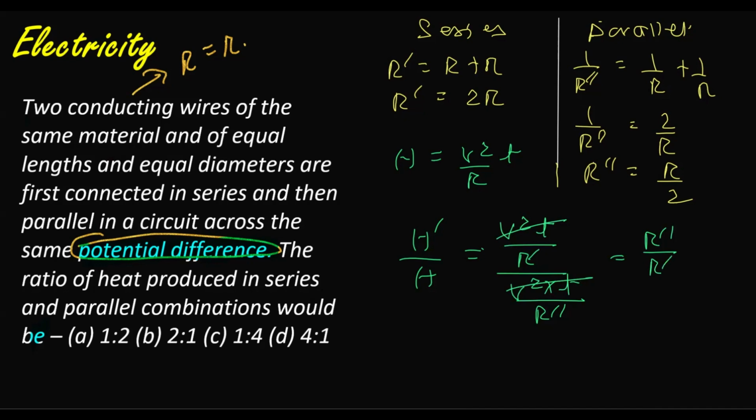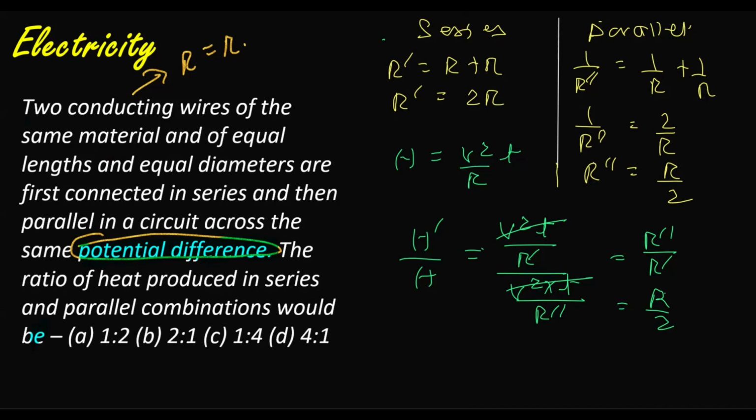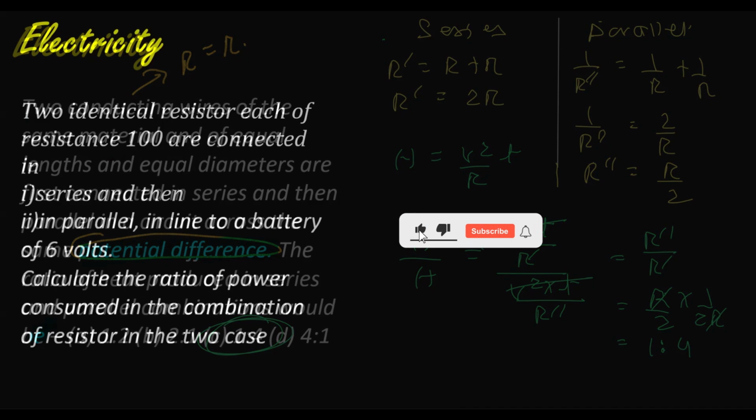Now if I replace these values, R dash can be replaced with 2R, and R double dash is R over 2. So for the other part, R dash is 2R, and dividing is same as multiplying with the reciprocal. So R gets cancelled. As a result, we get 1 over 4, or 1 is to 4. So we'll say that 1 is to 4, that is C, is the correct answer in this case.